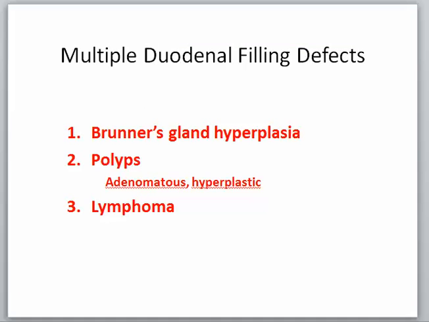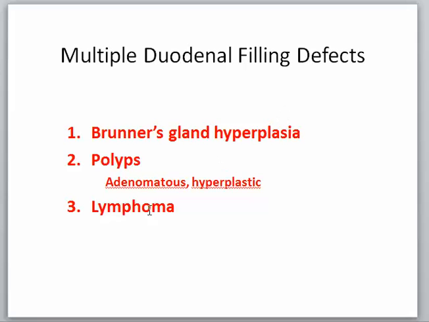So this is an apple core appearance. This is the central part, and these are the irregular masses involving the pylorus and extending into the cap. Multiple duodenal filling defects are usually due to lymphoid tissue. Lymphoid tissue could be hyperplasia, and this is called Brunner's gland hyperplasia.